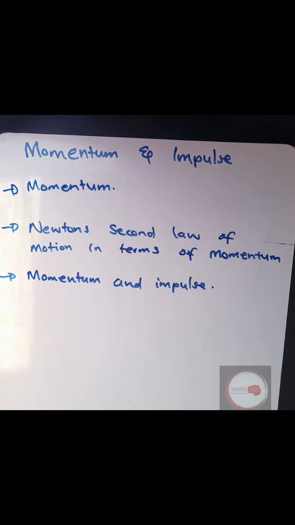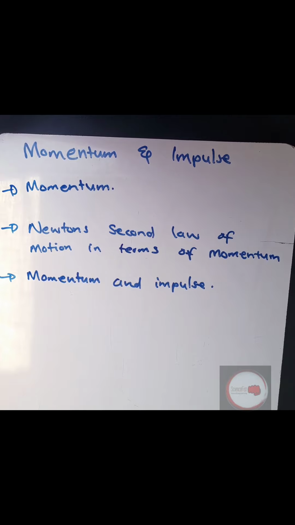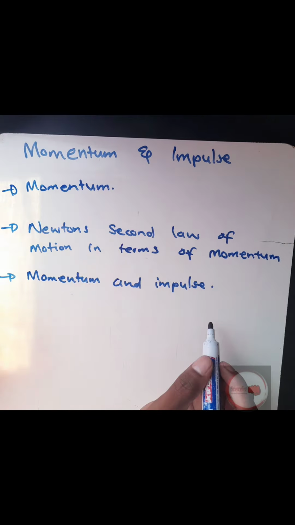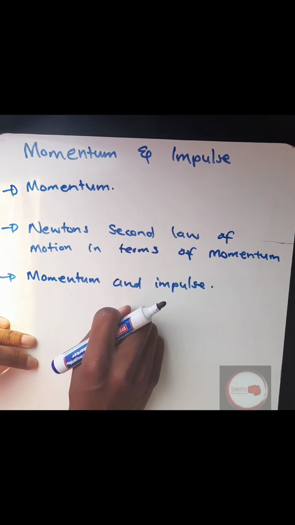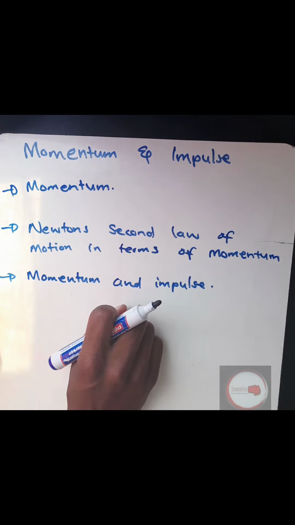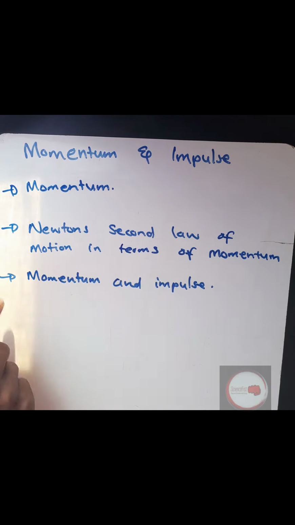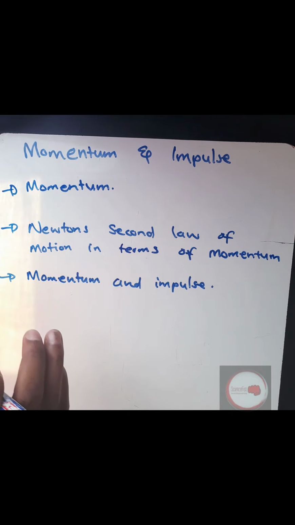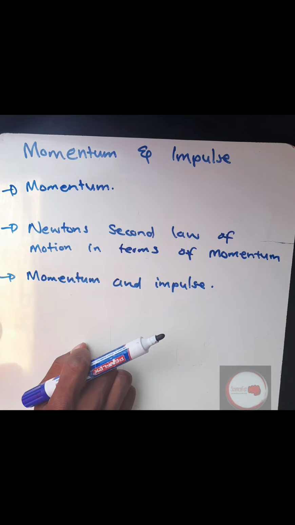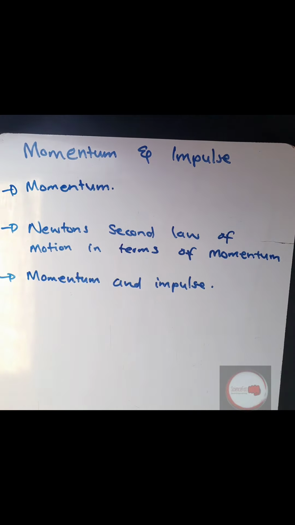So today we are going to be looking at momentum and impulse. This is for grade 12 physical science. So we are basically going to discuss what momentum is, the basic definition of momentum. We are going to look at Newton's second law of motion in terms of momentum. I think this is one of the most important concepts and one of the things that matriculants struggle with. And then lastly we're going to look at the collective perspective of momentum and impulse, how they actually work together. And we're going to look at momentum now.